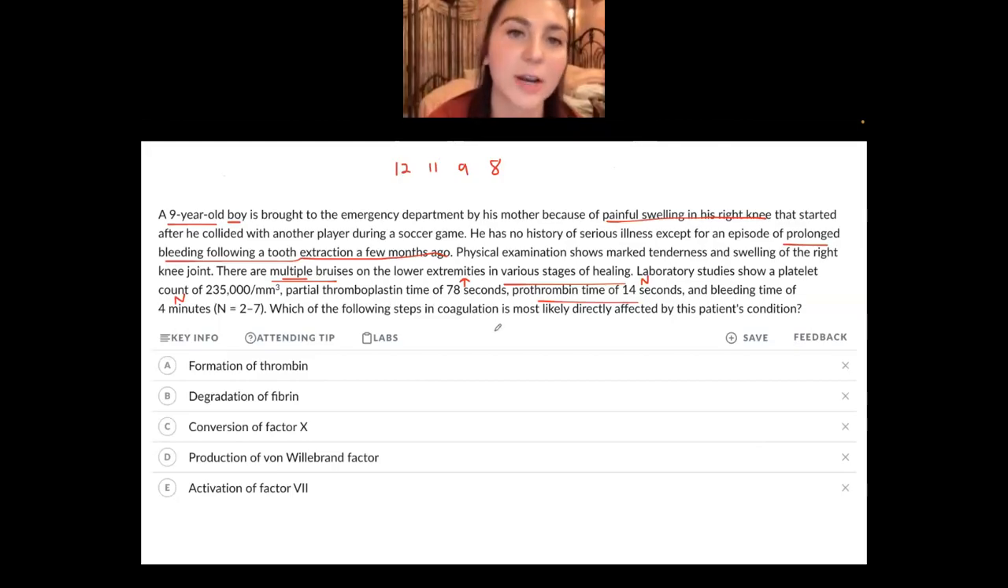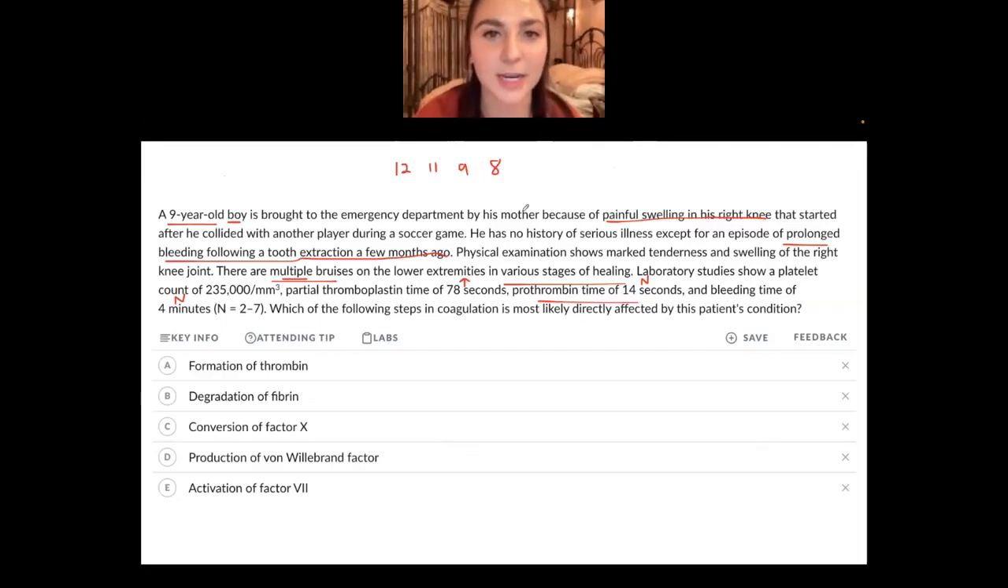So now the question, and this is a very board-style question, your exam questions would be like, what factor is most likely inhibited or deficient. So now it's second and third order questions. Which of the following steps is directly affected? It's asking what step in the coagulation cascade is probably affected because of the patient's condition.